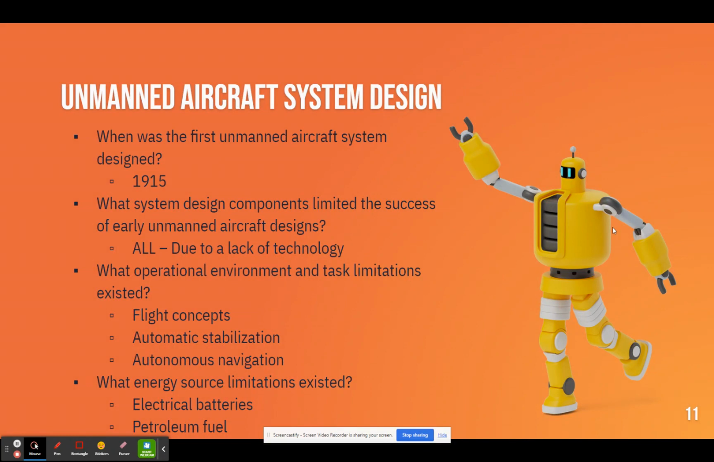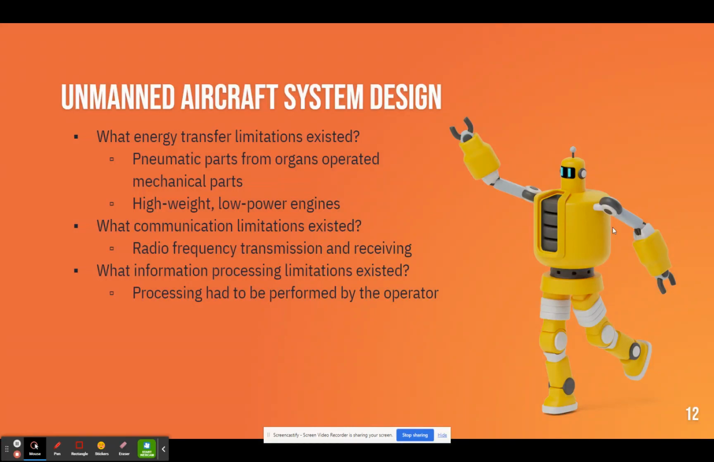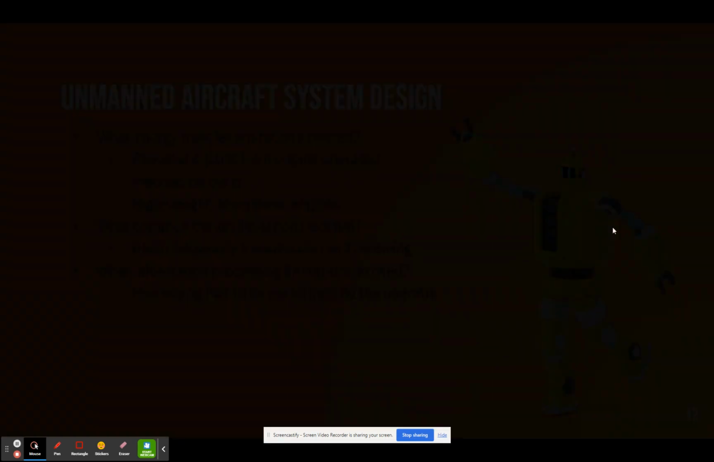Looking at the first unmanned aircraft system, we're looking at about 1915, and it had limited success because we were lacking technology in 1915. We had to look at flight concepts and how to get automatic stabilization and autonomous navigation. We were also limited on petroleum fuel and electrical batteries at the time, which limited our ability to have an aircraft system. Realistically, what we ended up using at that time was pneumatic parts from organs that were operated as mechanical parts, and we had a lot of high weight, low power engines, unfortunately. We could still use radio frequency transmission, just like Tesla had, but we had limitations for information processing because that had to be performed by the operator.